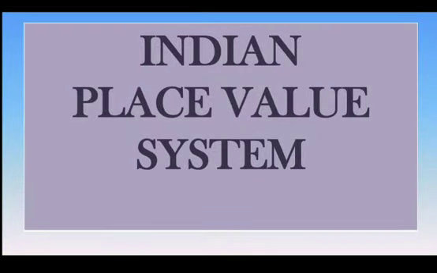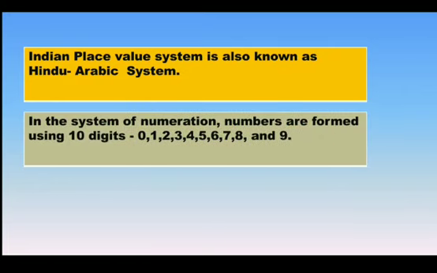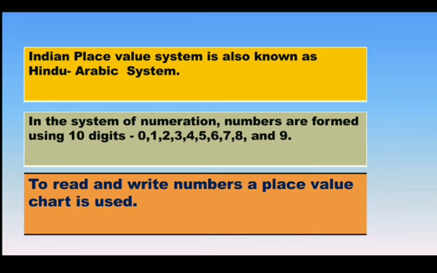Hello everyone. In this module, we will learn about Indian place value system. Do you know that Indian place value system is also known as Hindu-Arabic system? In the system of numeration, numbers are formed using 10 digits, that is from 0 to 9. To read and write numbers, a place value chart is used.